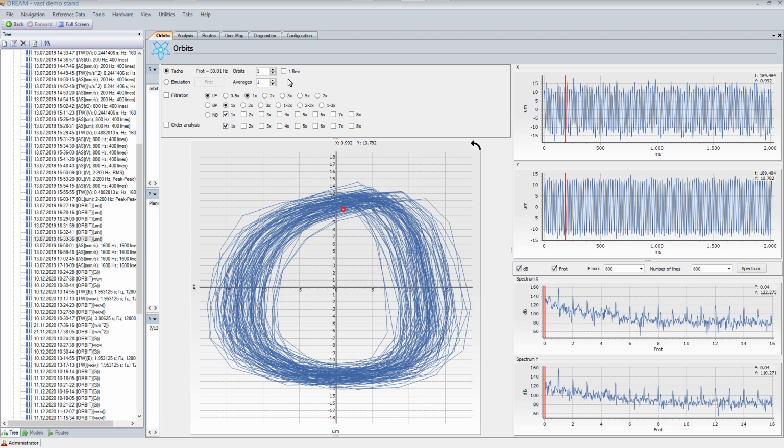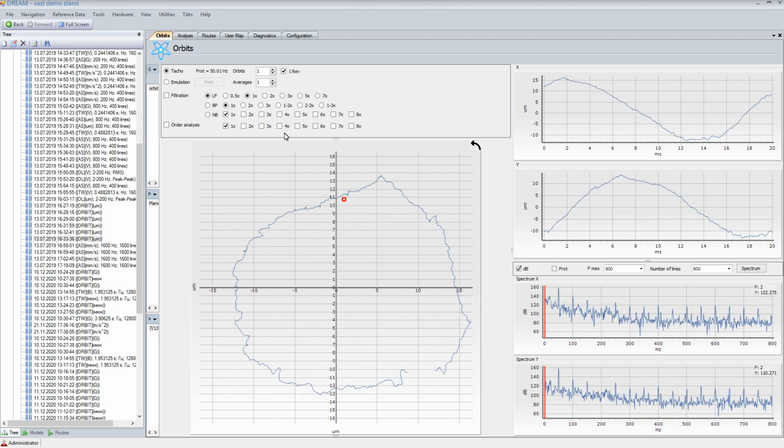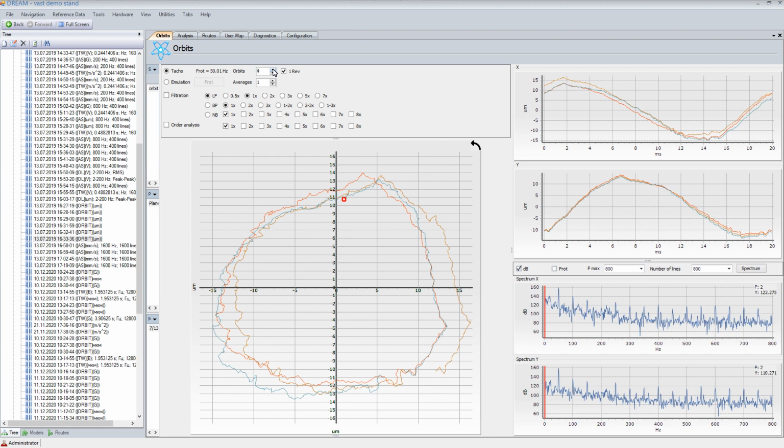Once we have the TACO probe, we can see that there is only one revolution. So here is the time domain signal from one mark of the TACO to another mark of the TACO. So this is just one revolution of the shaft. We can increase the number of these revolutions in the orbits. It is the second revolution, the third, the fourth, etc.